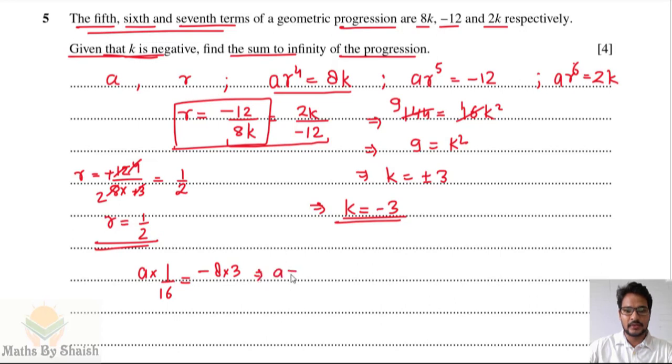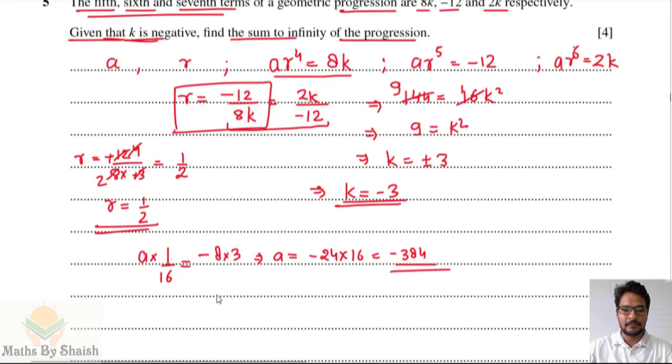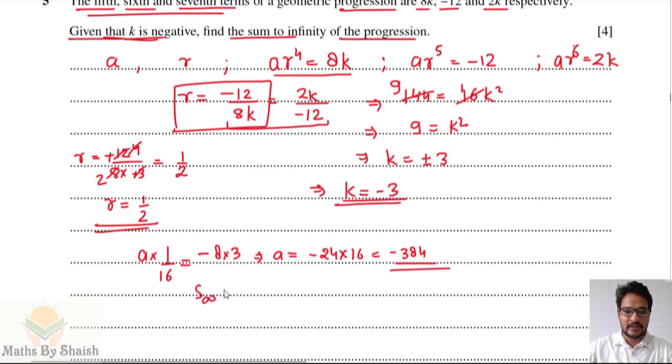Altogether we got a value as minus 24 into 16, and that is minus 384. So once we have the r value, we can talk about sum to infinity. Sum to infinity, S infinity, is a over 1 minus r.